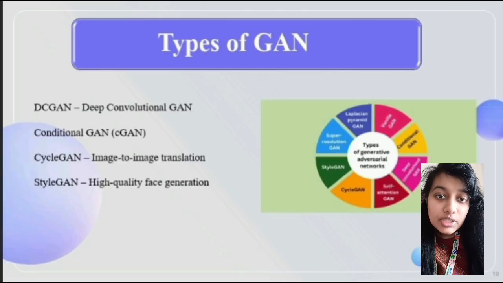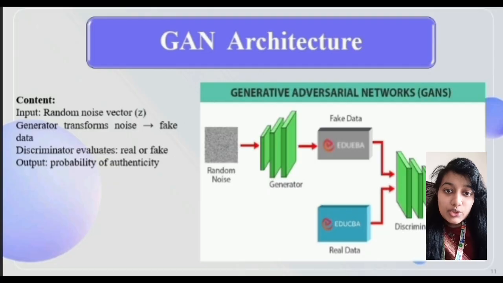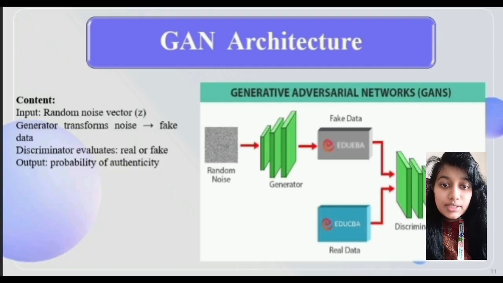For the second part of my presentation, I am going to talk about the GAN architecture. A GAN architecture has two parts, the generator and the discriminator. The generator creates fake data from random noise, which is the input of the architecture, and the discriminator checks whether the data is fake or real. Finally, it gives the result showing how real the data is. So that's how the architecture of GAN works.